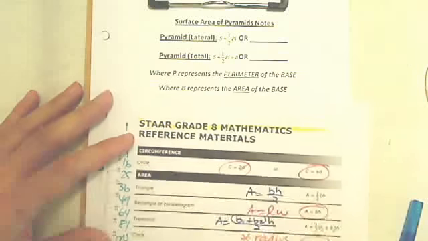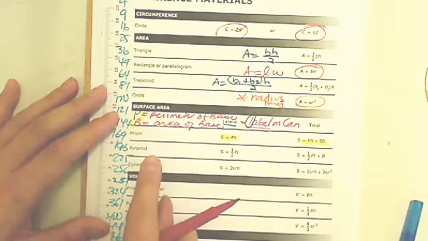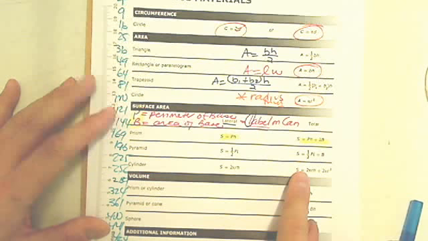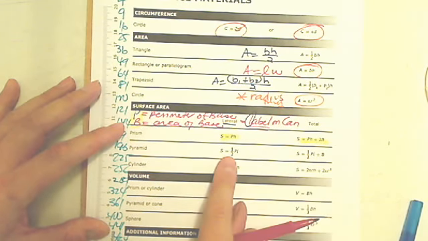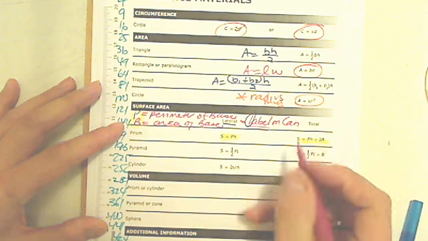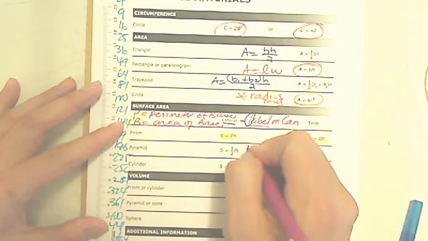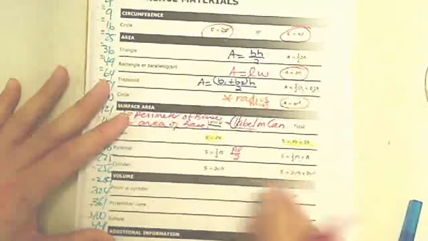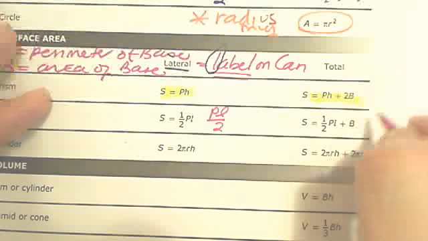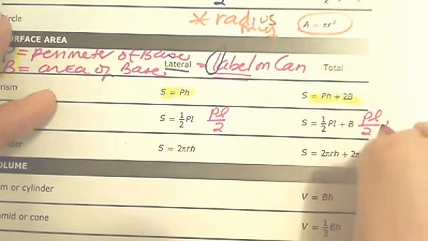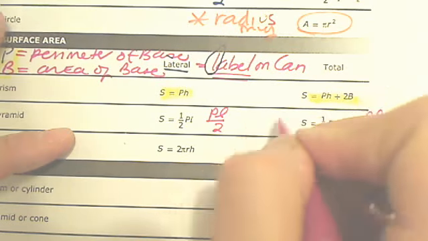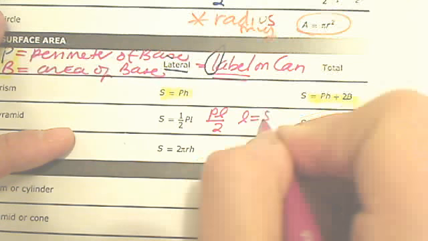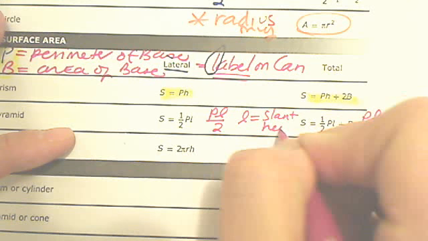Okay, on today's lesson, we're doing pyramids. We're going to modify this pyramid formula here today. So instead of this lovely fraction, we're going to rewrite it as PL divided by 2. And for the total, let me zoom in here. PL divided by 2 plus big B. L means the slant height.